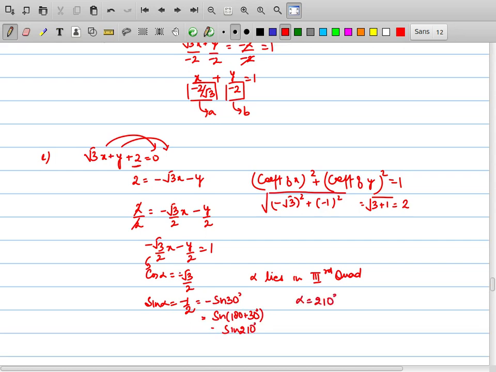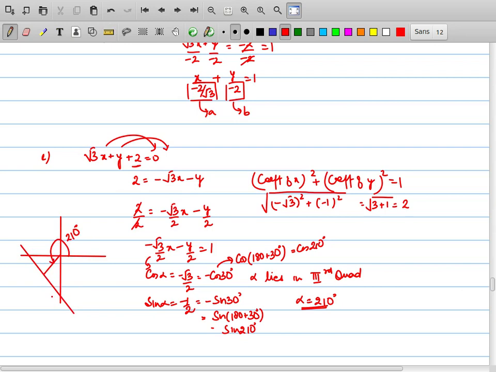Therefore alpha is 210. We could have done the same thing through cos alpha. This is minus of cos 30. And cos is negative. Therefore we'll take it to the third quadrant. 180 plus 30. From here also we get cos 210. Therefore alpha is 210. Therefore we can draw a rough sketch of our line. This is your perpendicular from the origin, and this is making an angle of 210. Therefore your line will be passing through the third quadrant.